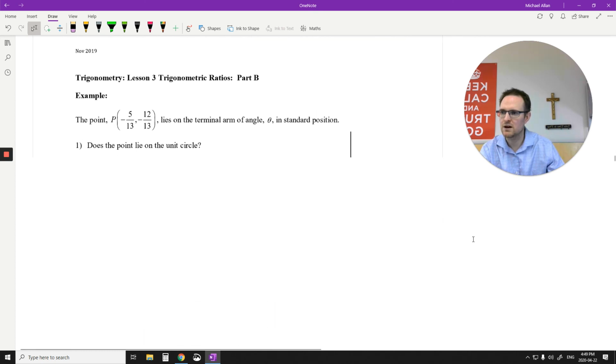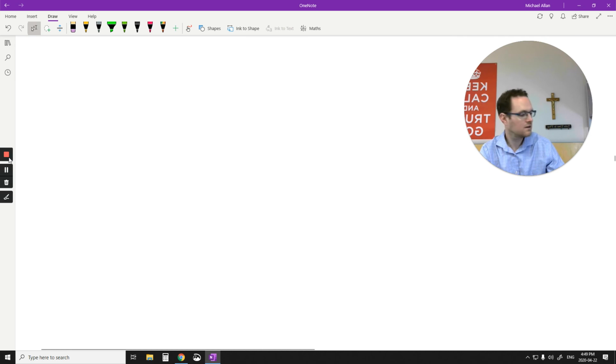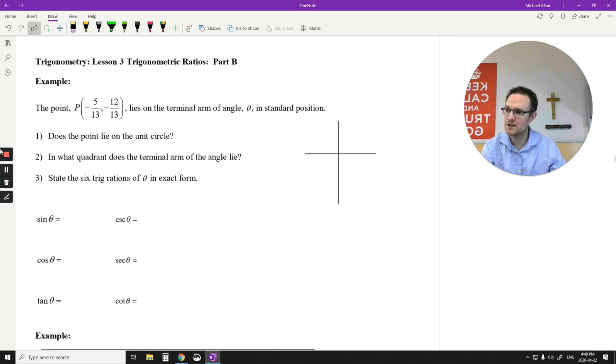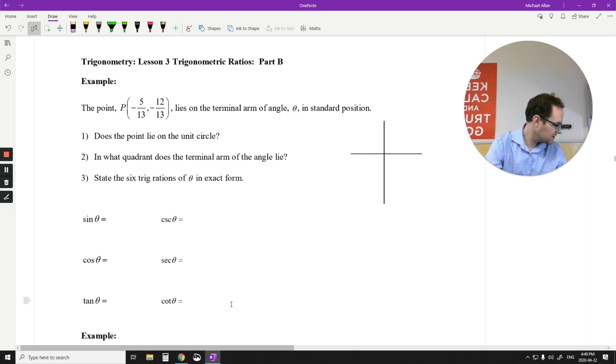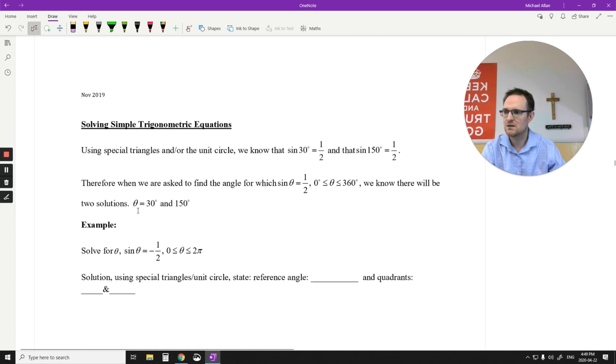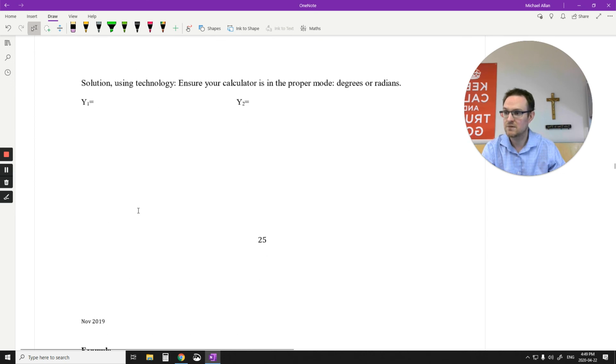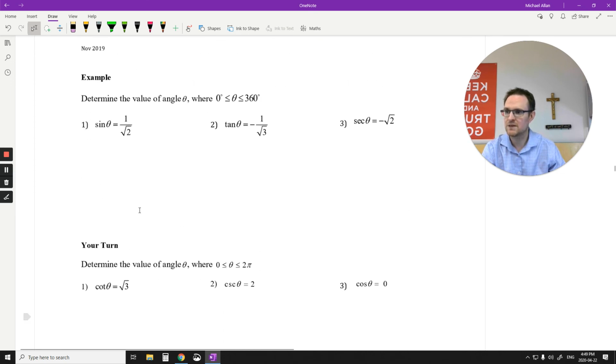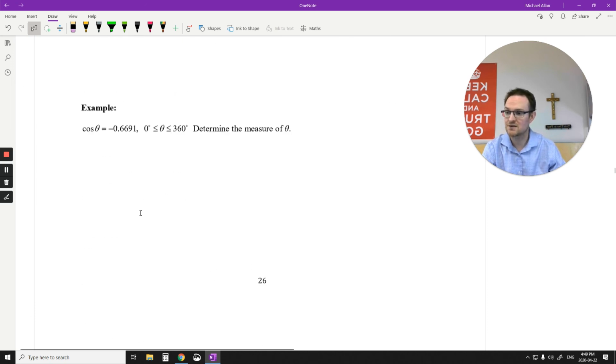Okay, so we are going to the next lesson. The next video. Continue on with these ratios here. But this time we're going to be a bit more about solving these equations using the ratios, exact values, and solving for angles and stuff too.